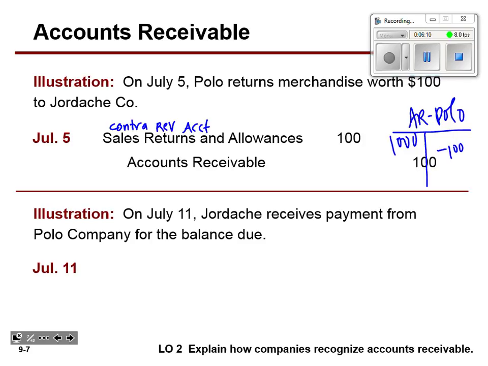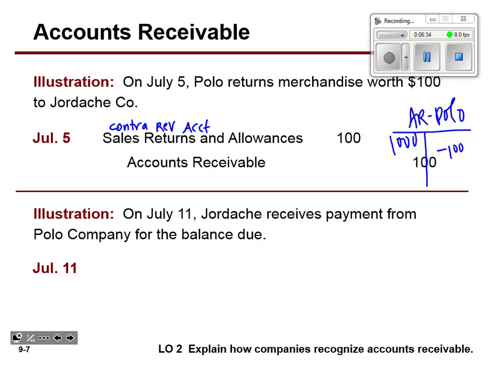So a few things. Did we really earn $1,000? No, because of this contra revenue account, we've really only earned $900. Does AR still owe $1,000? No, they only owe us $900. What's happening on July 11th? We got paid from who?